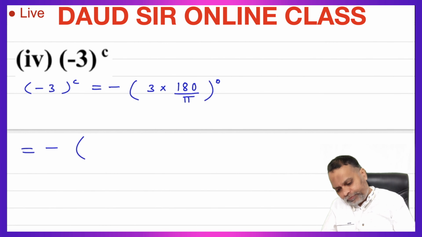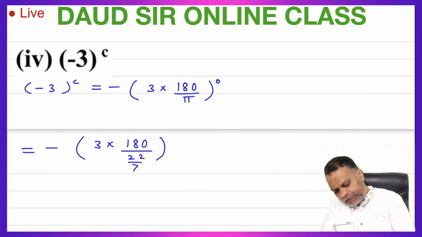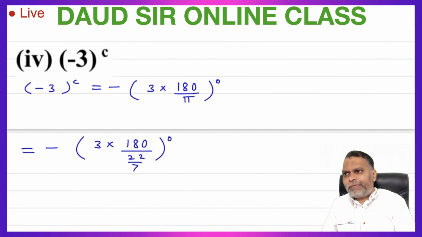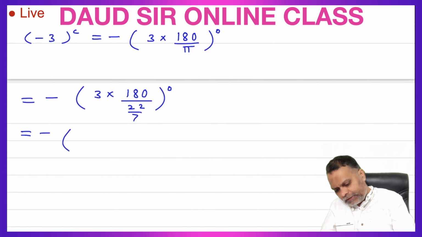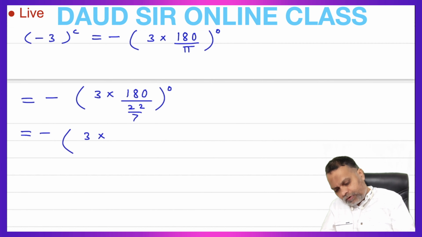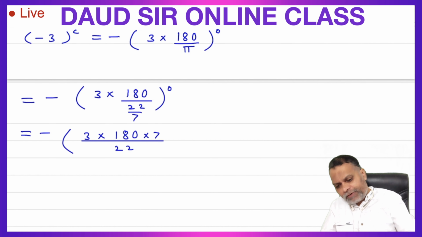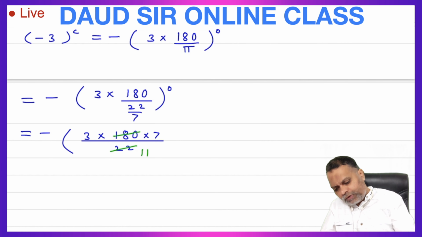So which is equal to minus 3 into 180 upon 22 upon 7 degree. This is double fraction, so we can shift this 7 in numerator, which is equal to minus 3 into 180 into 7 divided by 22. Simplify this. We can cancel this by 2. 2 1s are 2, 2 9s are 18, and this is 0. This much degree.